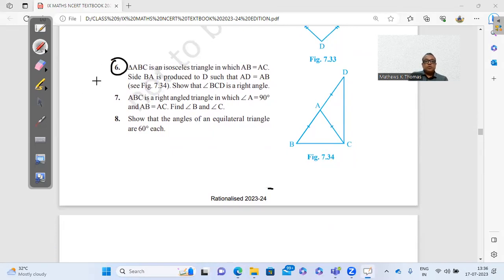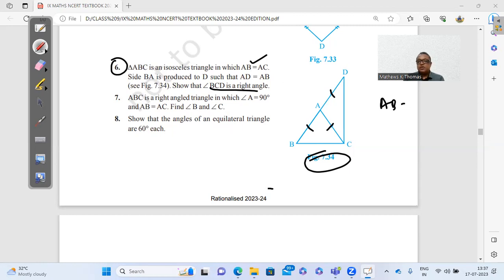Then let's do question number 6. This you can mark as important. The figure is already given. Side BA is produced such that AD is equal to AB. So these two sides are equal, and it is already given that AB and AC are equal. So these two sides are equal. And what we need to prove is that this is 90. It's a right angle, meaning it is 90.